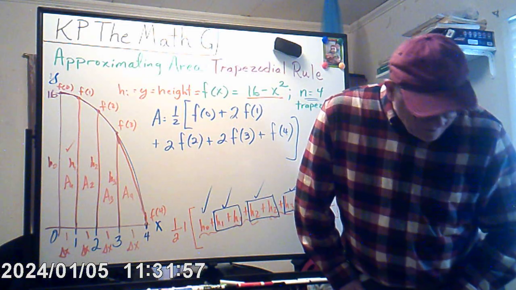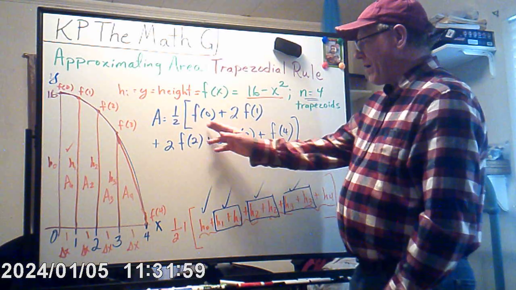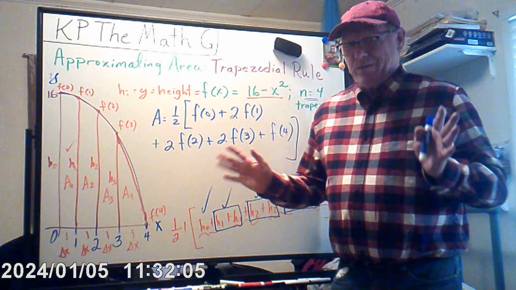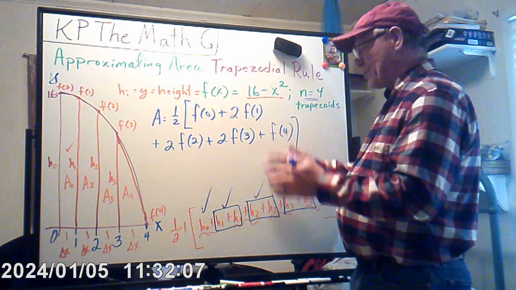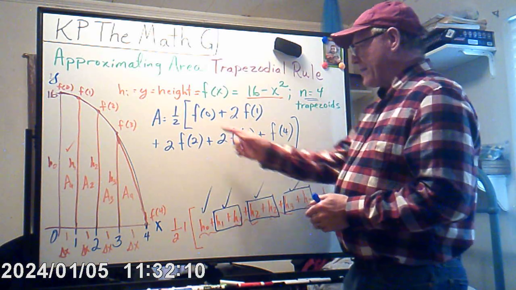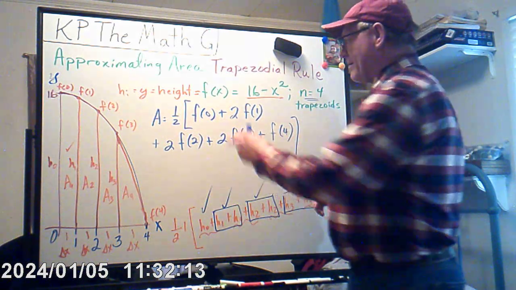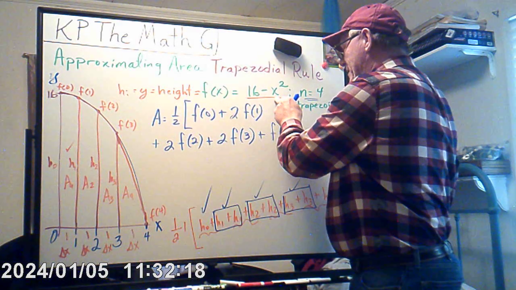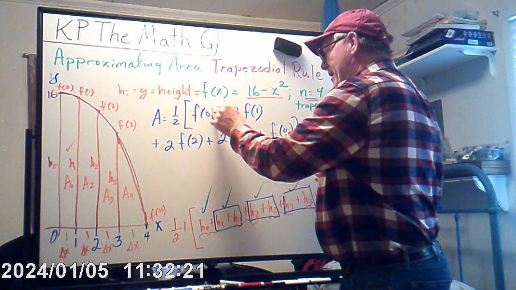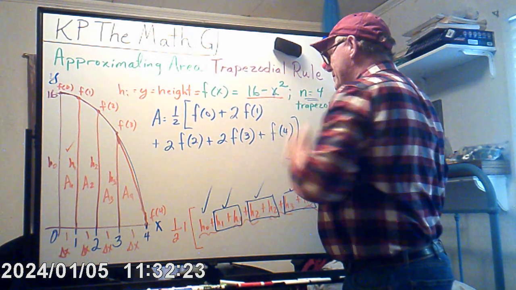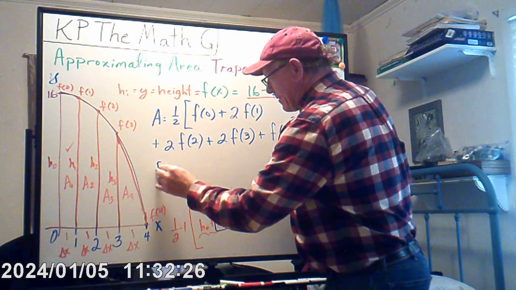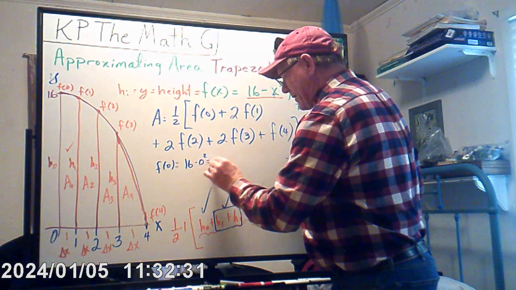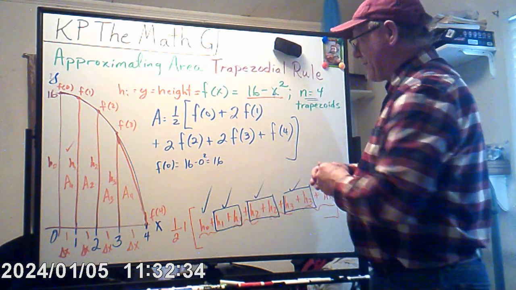Alright. Now, let's see what each one of these are. From previous lessons, but if you haven't tuned in on this and you just want to see the trapezoidal rule, this is F at 0. This is the height, the first height. I'm just going to plug 0 in right here. Everything is plugged in to this x. So F at 0 is 16 minus 0 squared, which is just 16, isn't it? So F at 0 is 16.